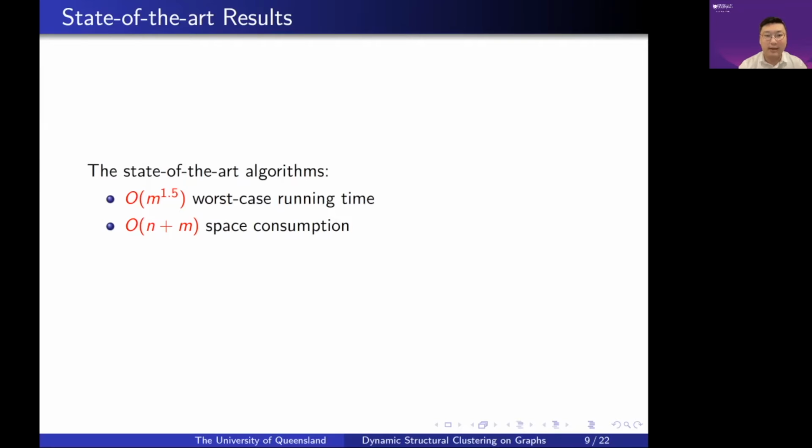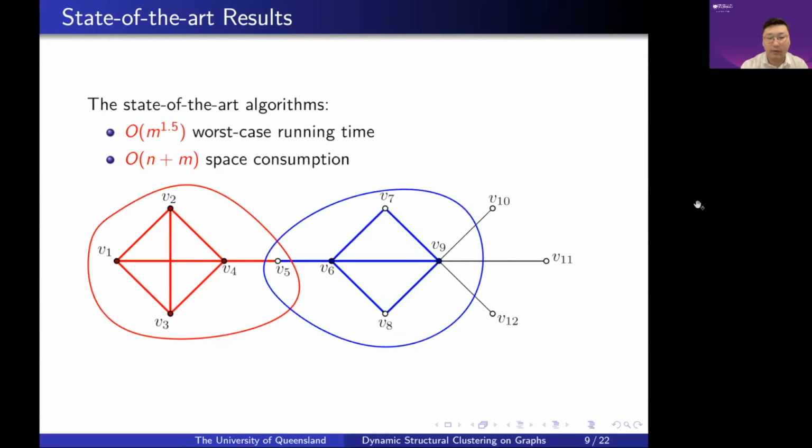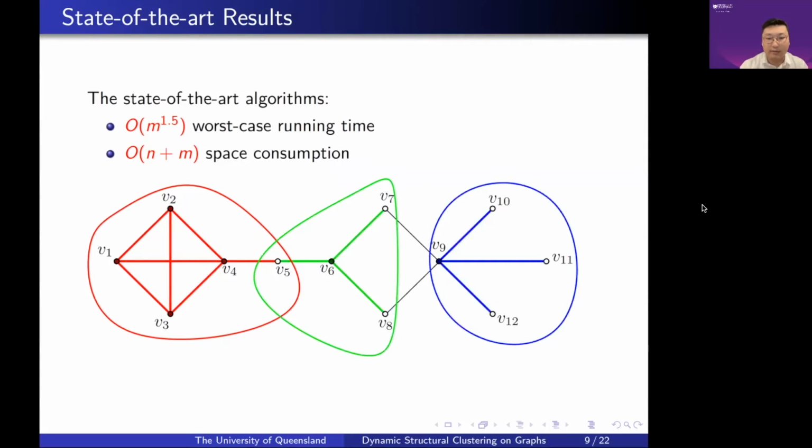However, when it comes to the dynamic scenario, maintaining a valid edge labeling becomes challenging. To see this, here is the above example. If we delete edge V6, V9 from this graph, the edge labeling status and the clustering result may change significantly with the deletion of one single edge.